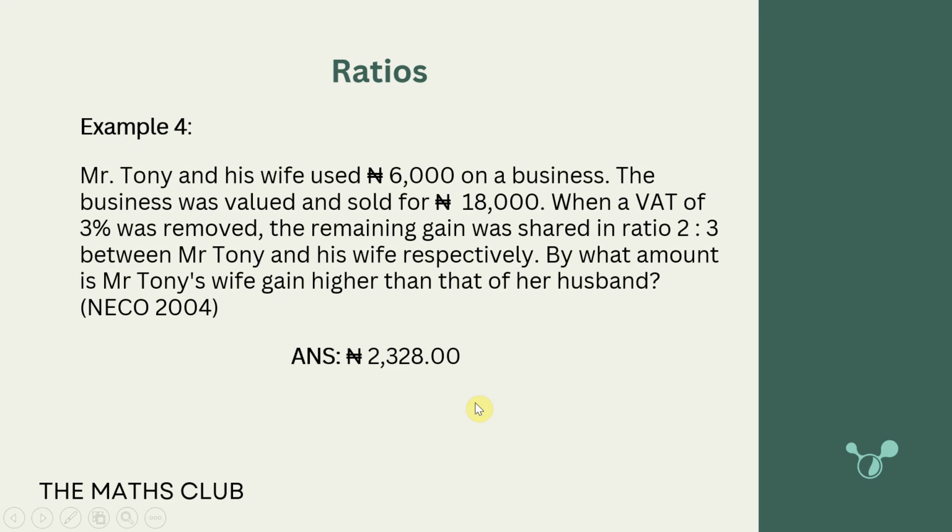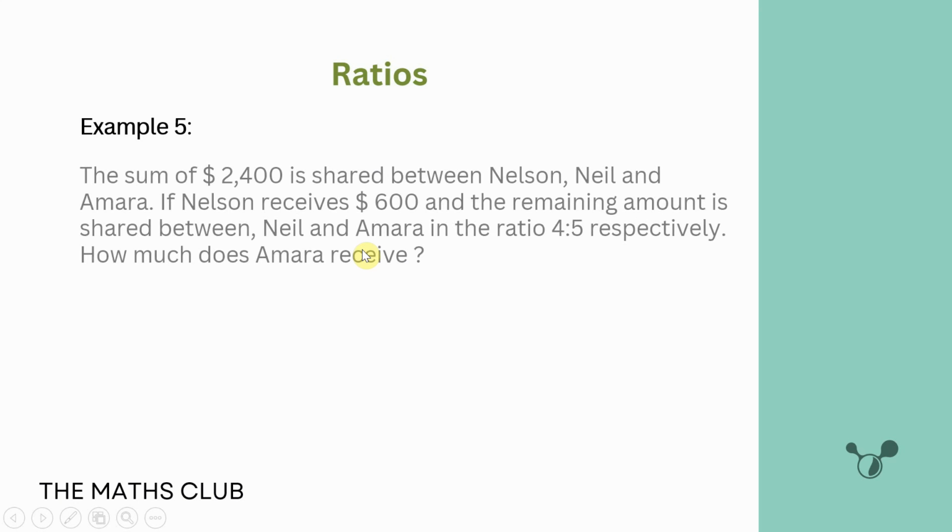Great, 2,328 naira. The next example says that the sum of $2,400 is shared between Nelson, Neil, and Amara. If Nelson received $600 and the remaining amount is shared between Neil and Amara in the ratio 4:5 respectively, how much does Amara receive? I want you to pause this video and try this particular example yourself.